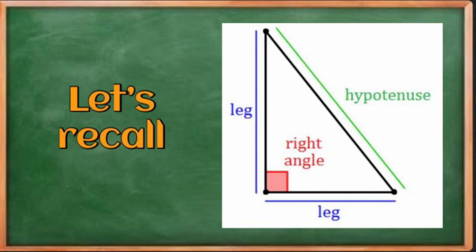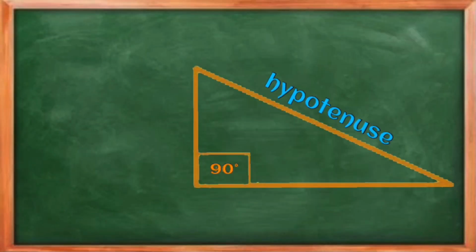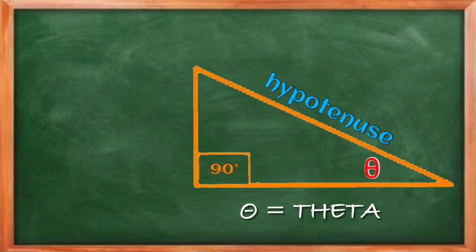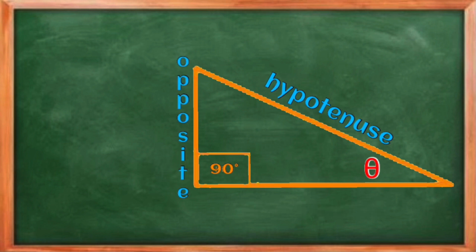Recall that a right triangle is a triangle having a 90-degree angle, or one of its angles is a right angle, and the side opposite to that right angle is called the hypotenuse. Let's consider one of the acute angles and denote this angle as angle theta. The side opposite angle theta is what we call the opposite side, and the side next to angle theta is what we call the adjacent side. Now try to remember these terms because they are very important as we define the 6 trigonometric ratios.